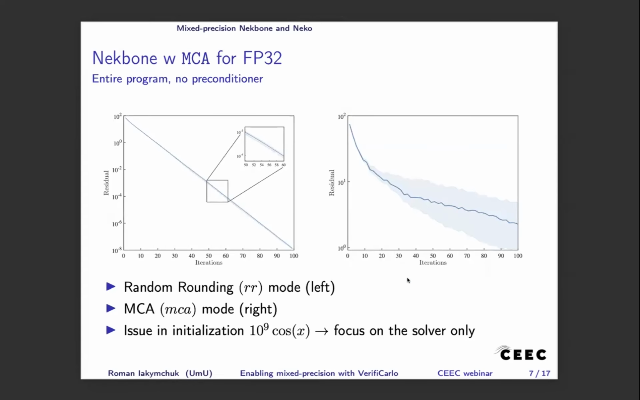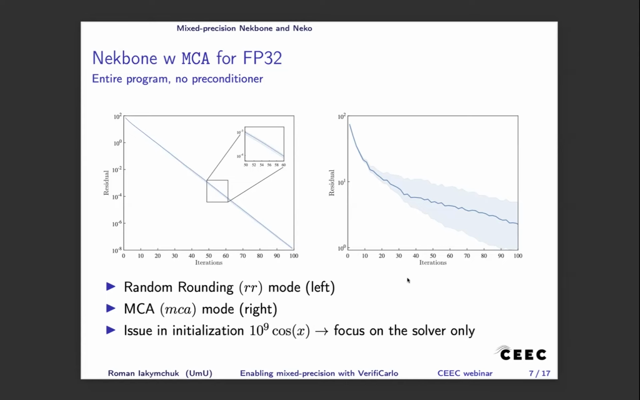Then we did another simulation, testing sensitivity with the MCA backend. Basically doing some perturbation using random rounding, on the left it seems to be fine, but when we inserted a bit more noise with the MCA backend, we can see that we stop converging. We pinpointed with the help of VerifiCarlo and profiling tools that there is some initialization stage, 10 to the power 9 multiplied by cosine, so it actually requires higher precision and it perturbs the whole simulation.